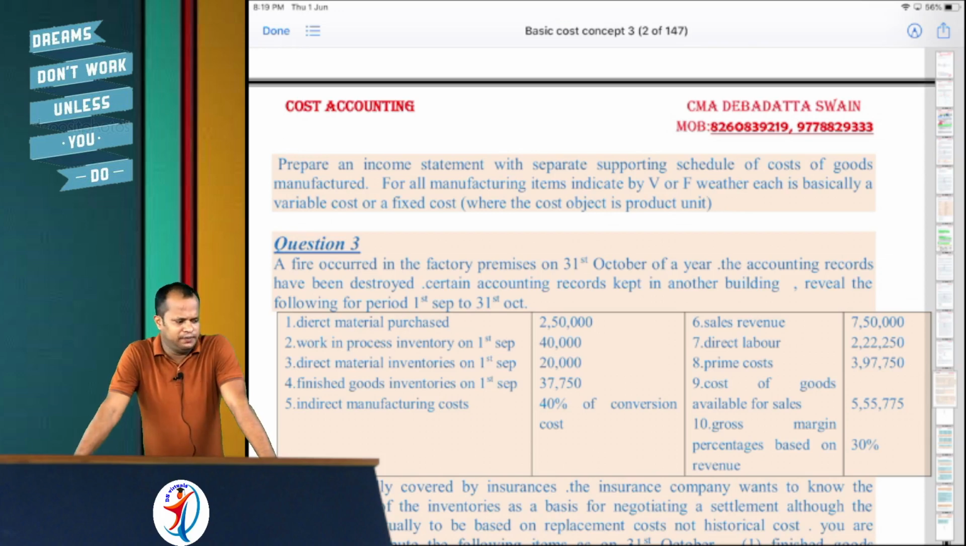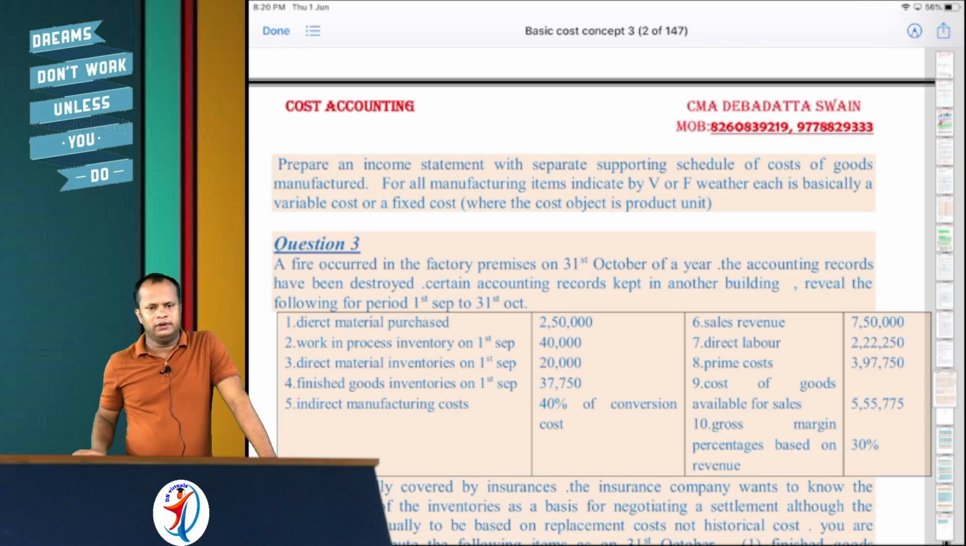So basically, if the question asks to prepare an income statement, then you have to check what information is given. If information for both revenue and cost is given, then it is asking to prepare a cost sheet. So in this question we will prepare a cost sheet to find out profit.